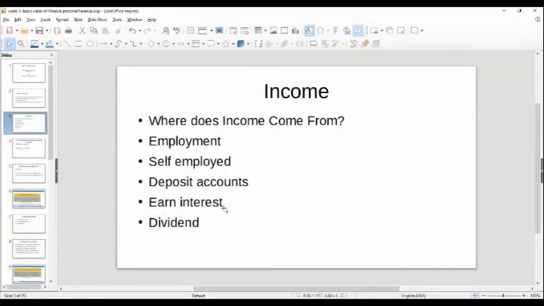Same thing with other earned interest if you have investment. And dividend. What is dividend? Dividend, if you have shares of stocks, then you are entitled to dividend. And that is the term for the income of shareholders or stockholders from a corporation.